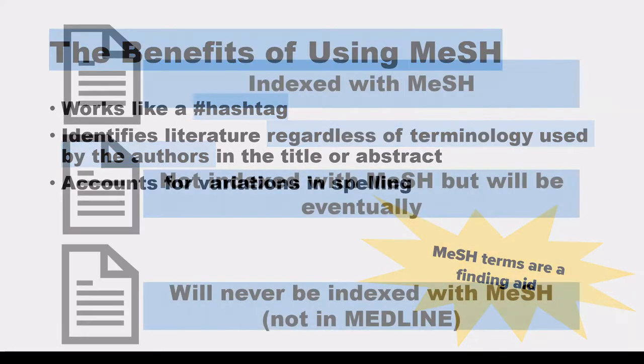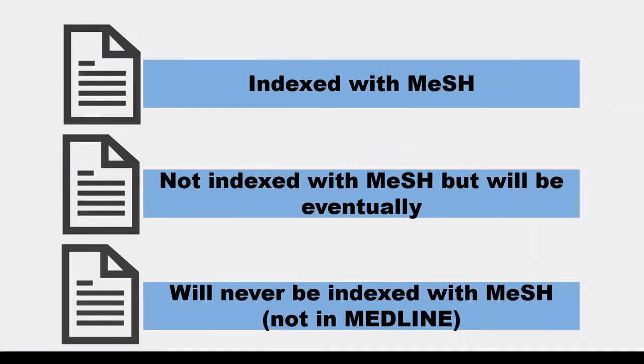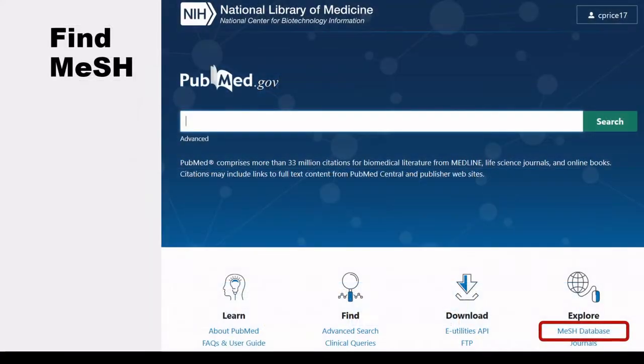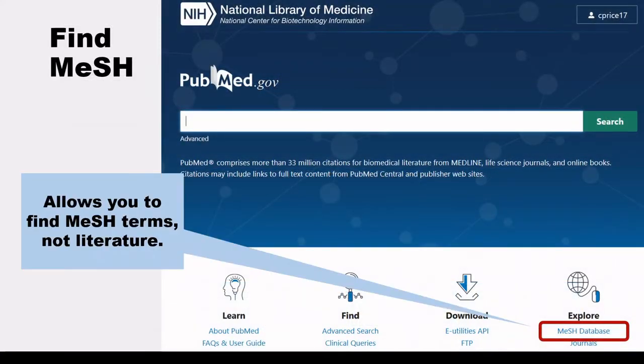Not all literature gets indexed with MeSH, and generally there might be a 6-month delay for new literature that is within the scope of Medline to be appropriately indexed. So, if you only search with MeSH terms, you may miss the very newest literature. You can access the MeSH database under Explore. Remember that you're searching for subject headings, not literature.